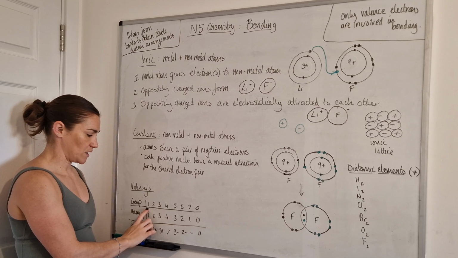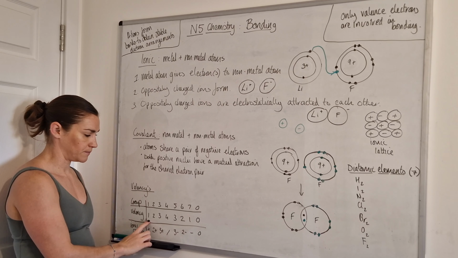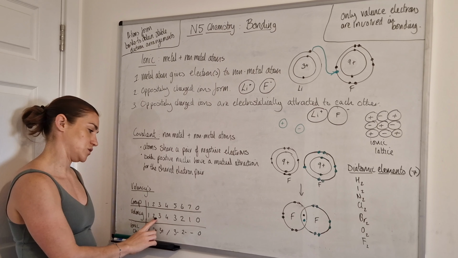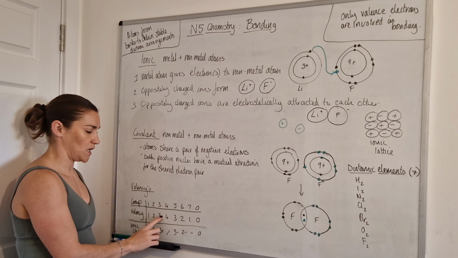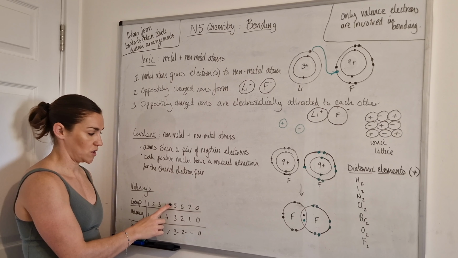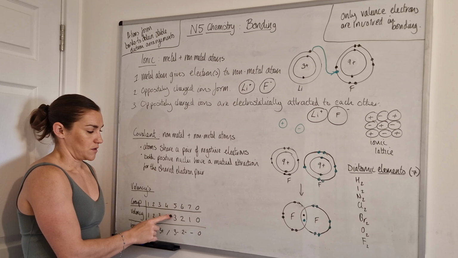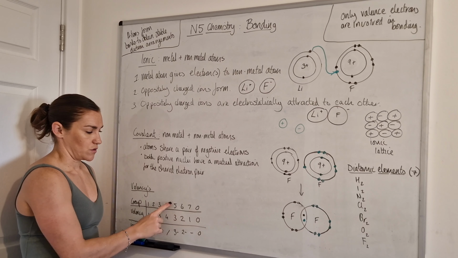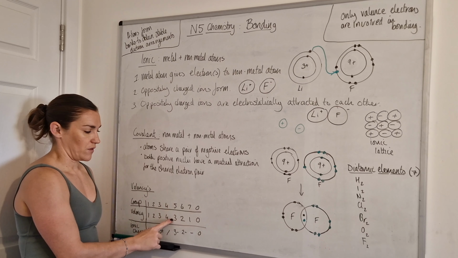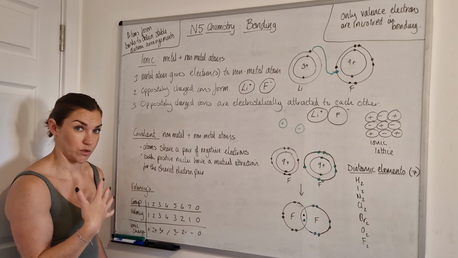But anything in group 1 has a valency of 1, anything in group 2 has a valency of 2, group 3 have a valency of 3, group 4 have a valency of 4. Then when we get to group 5, which is the group that's got nitrogen in it, it starts counting down. So group 5 have a valency of 3, group 6 have a valency of 2, group 7 have a valency of 1, and group 0, the noble gases, have a valency of 0 because they don't make any bonds.